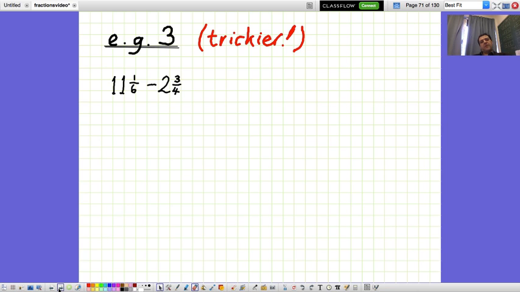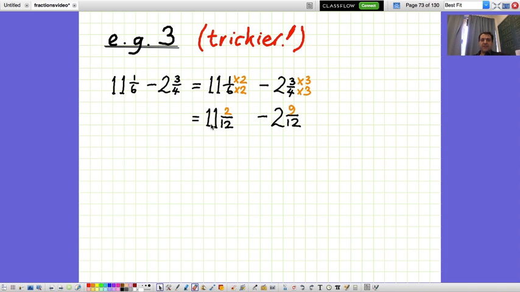On to question 3, which is trickier still. I've got 11 1/6 minus 2 3/4. First of all, I'm going to try and make the denominators the same. So 6 and 4 both go into 12, for example, so I can make 1/6 into something out of 12 by doing 2 over 2, and I can make 3/4 into something out of 12 by multiplying by 3 over 3. So that's the same as 11 2/12 minus 2 9/12.